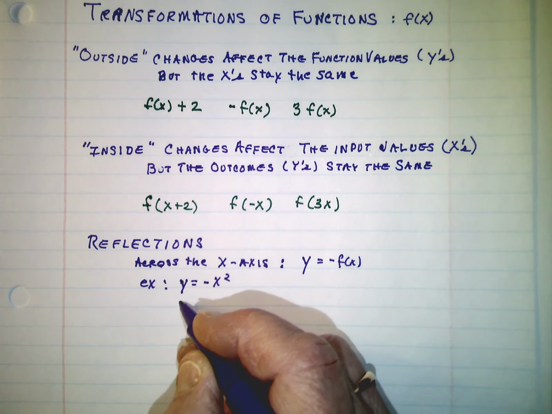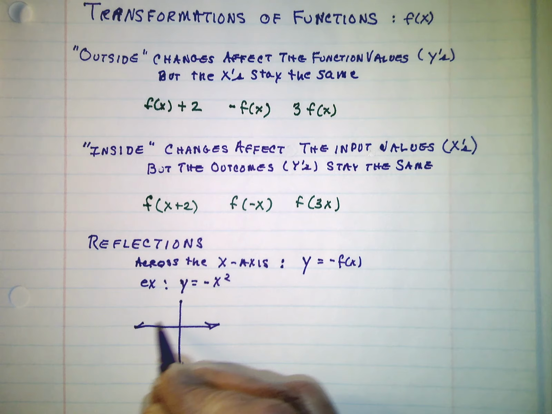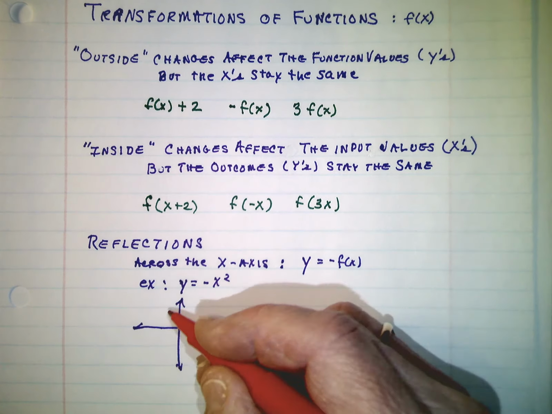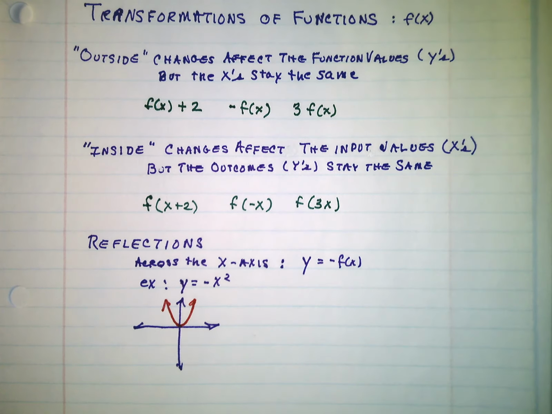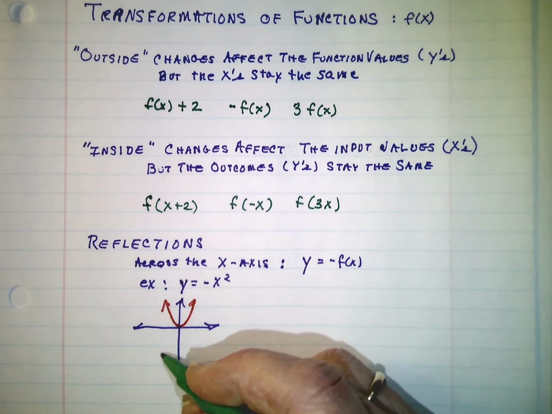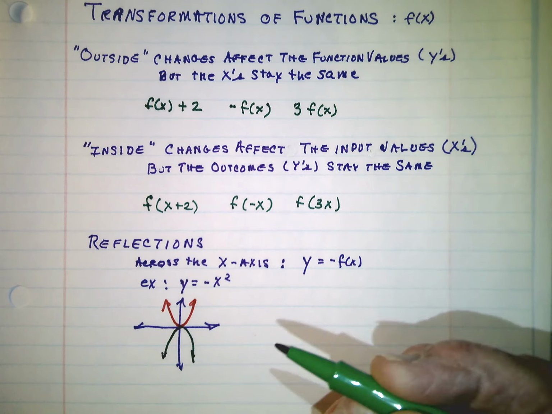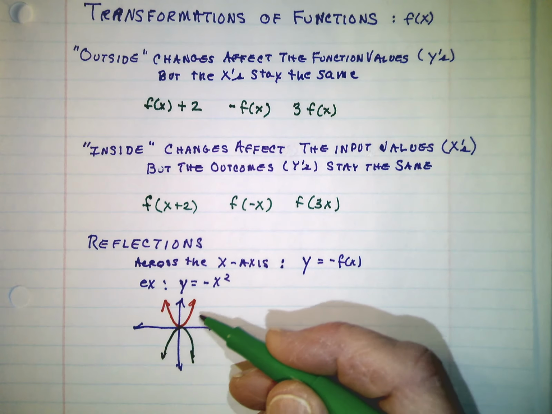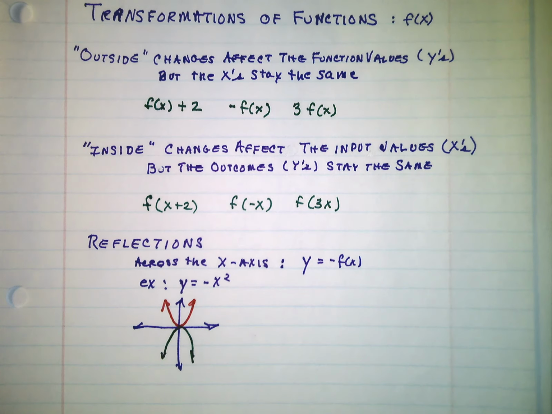That we can just take the graph of the parent function and flip it across the x-axis. It just turns it upside down. These happen to be all positive or 0. The opposites are all negative or 0. That's it.